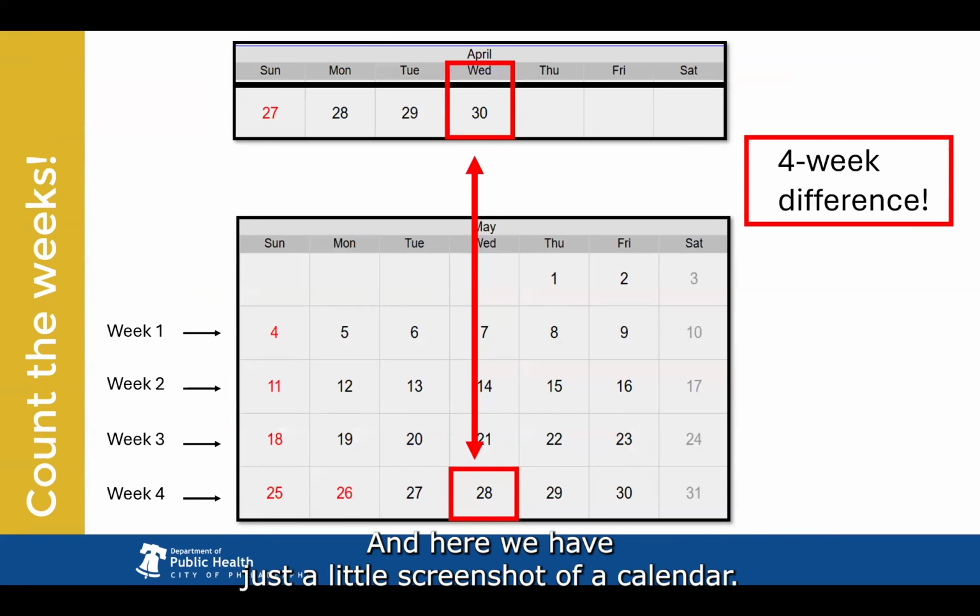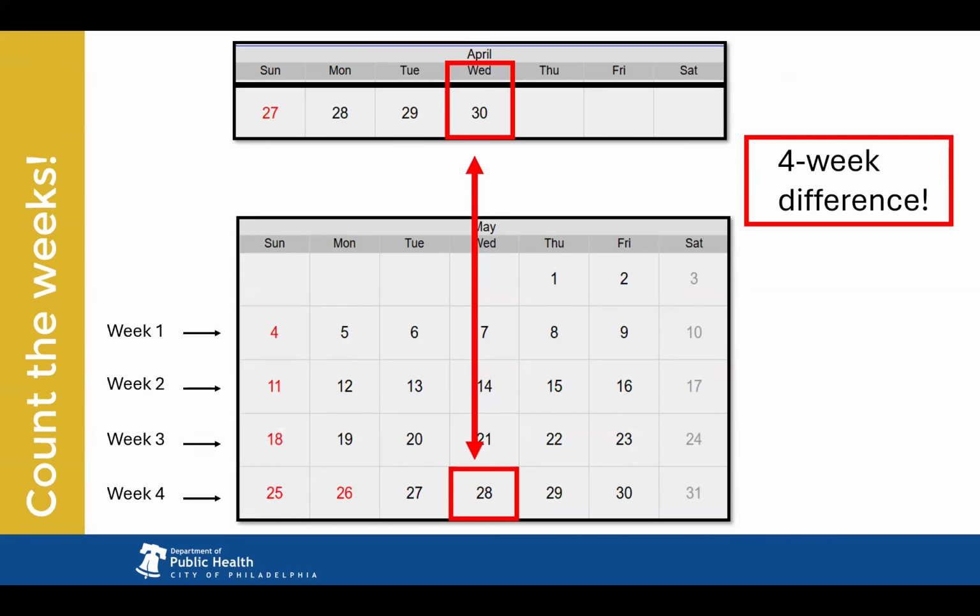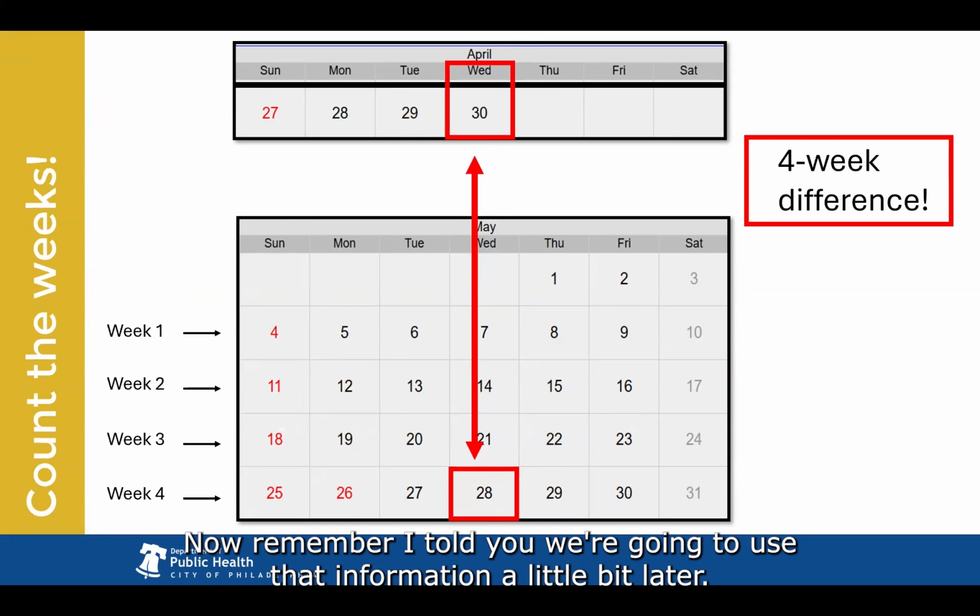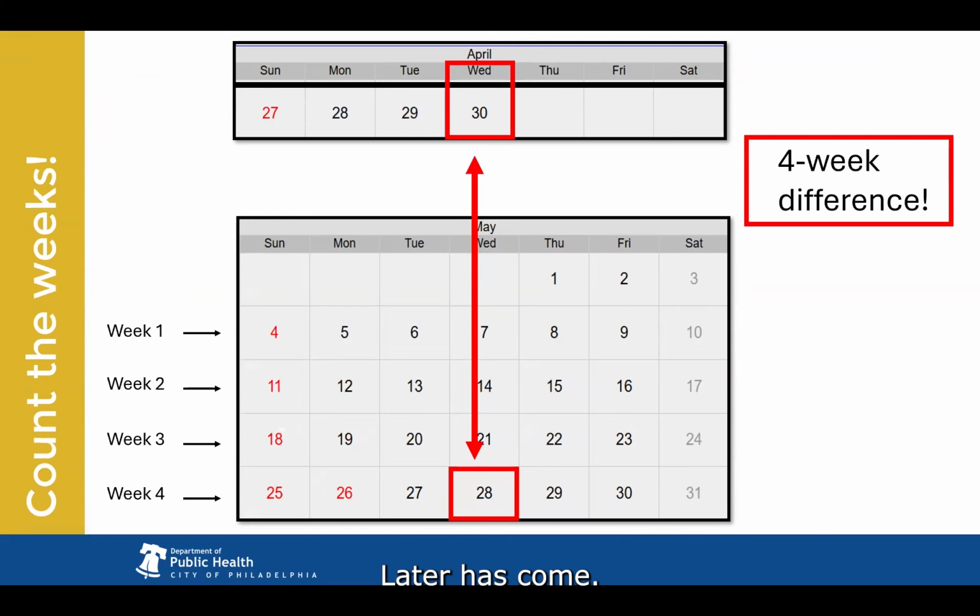And here we have just a little screenshot of a calendar. Now, remember, I told you we were going to use that information a little bit later. Later has come. So we placed our order. The last order we placed was April 30th. Now we have to count 4 weeks exactly. The easiest math is to count it exactly by week. Don't worry about the date. You just have to worry about the number of weeks.